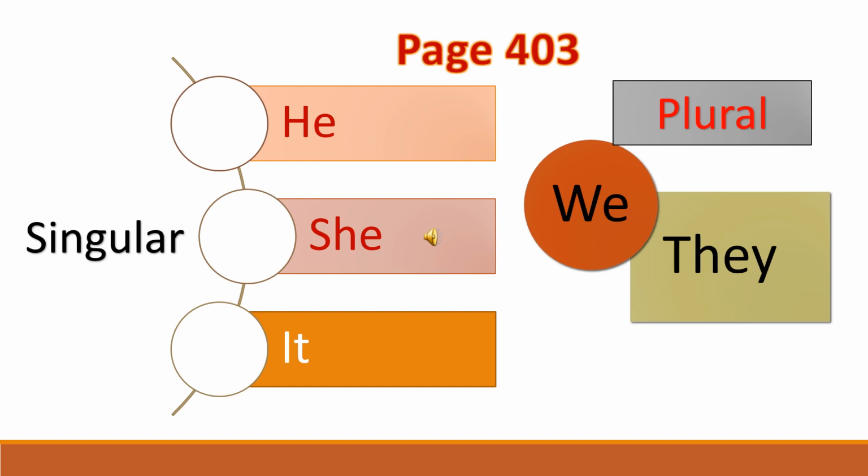Is it clear? Again, we have singular pronouns: he, she, and it. While when we say plural, we have the pronouns we and they. Is it clear? Okay, now let's move to the activity in your book.